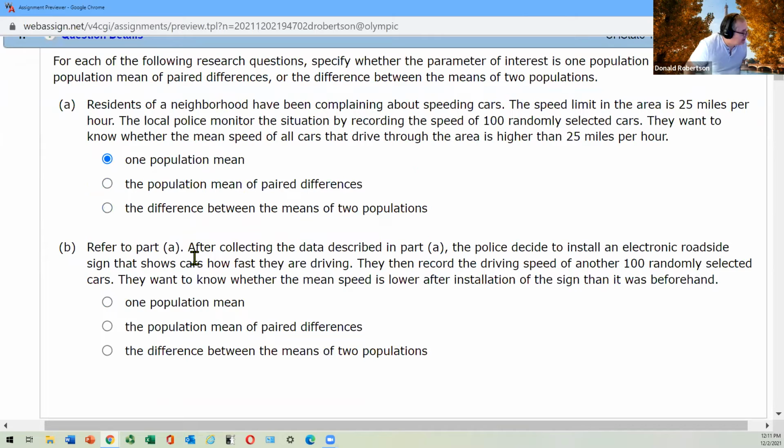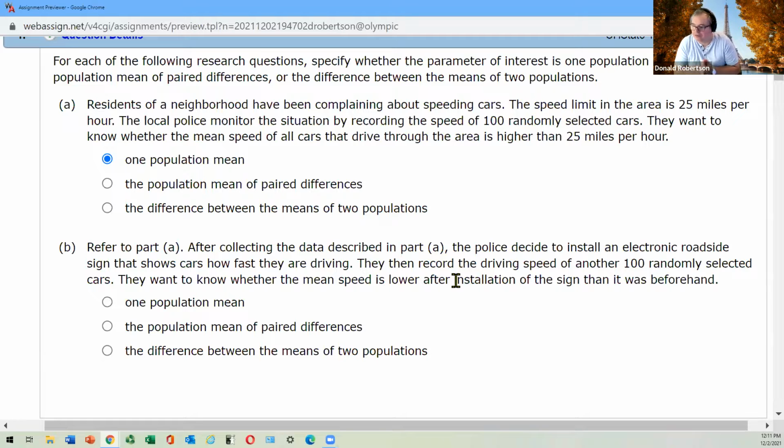Now, refer to part A. After collecting the data described in part A, the police decided to install an electronic roadside sign which tells you how fast you're driving. I've seen those darn things. They are very annoying because they make me slow down. Because I think I'm traveling at a nice speed, and then the thing flashes at me and says too fast, and then it says 40, right? You ever had that? That's what those guys are. So then they record the driving speed of another 100 randomly selected cars, and they want to know whether the mean speed is lower after the signs.